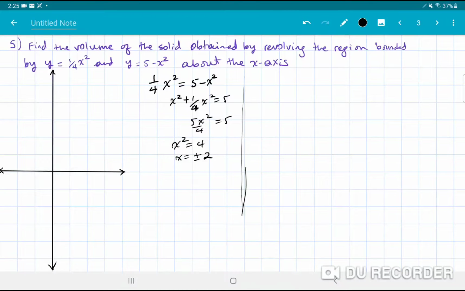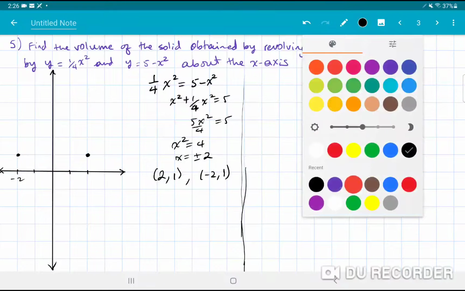Let me divide this up so I can use the rest of the screen. So x equals plus or minus 2. When x is 2, we can plug 2 into either function and calculate the y value. When x is 2, 1/4 of 2 squared is 1. And when x is minus 2, 1/4 of minus 2 squared is 1 also.